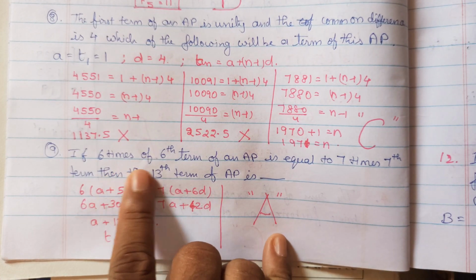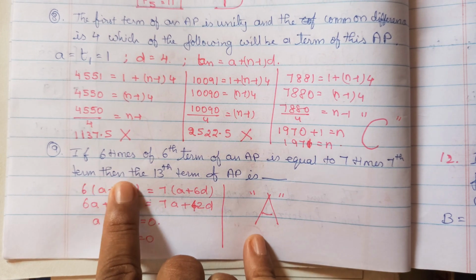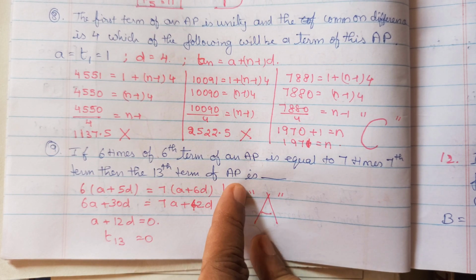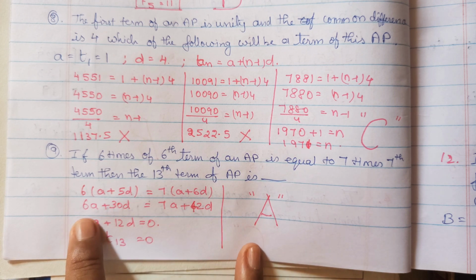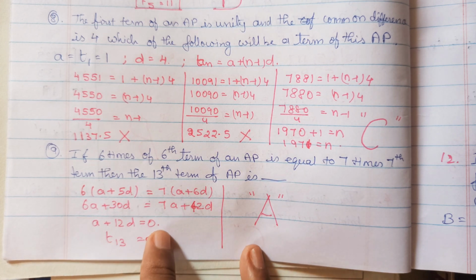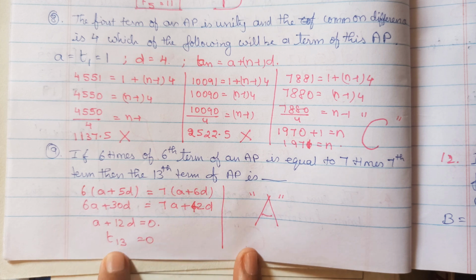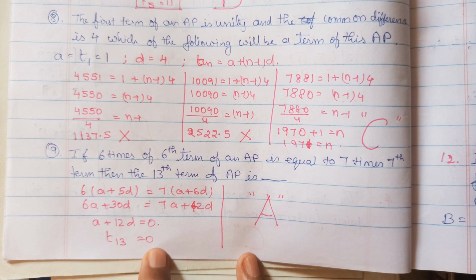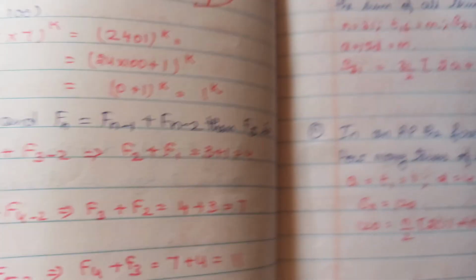Now if the sixth term of an AP is equal to 7 times the 7th term of an AP, then what is 13th term of AP? So 6 times 6th term equal to 7 times 7th term will lead you to a plus 12d equal to 0. So as it leads a plus 12d equal to 0, we can say that this is the expansion for term 13. Term 13 becomes 0, which is the correct option is A.